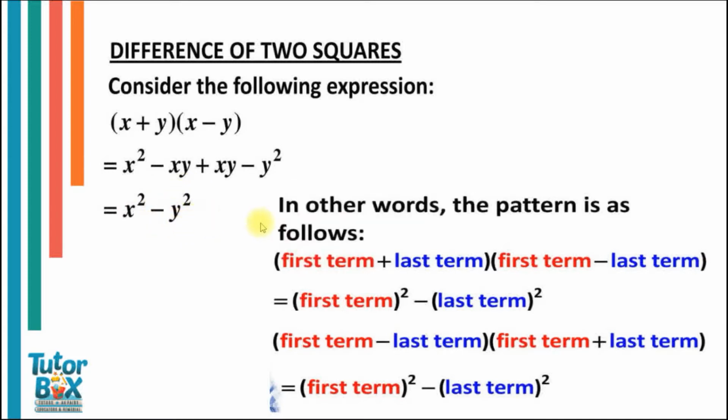So in other words, as you can see, this is a difference of two squares. So we have this part, that's our first square, and then we have this part here, that's our second square, right? So in other words, the pattern is as follows.